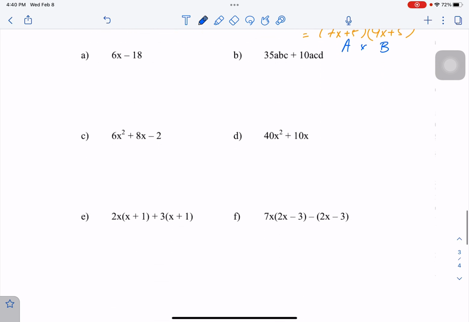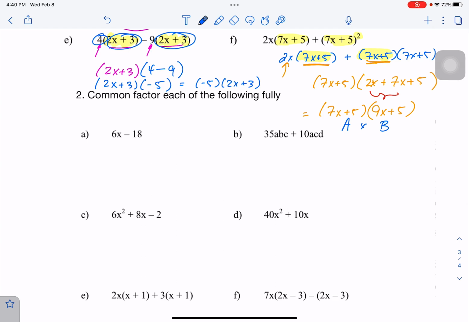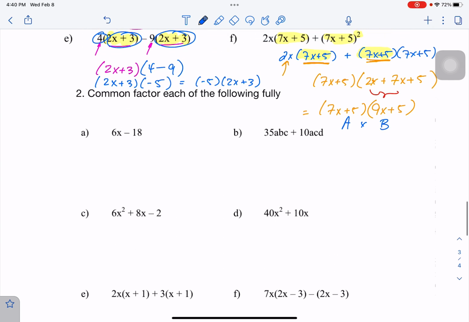Well, I've got 1, 2, 3, 4, 5, 6 more examples. I'm not sure why I have 6 more examples, but I do. So let's finish them off.